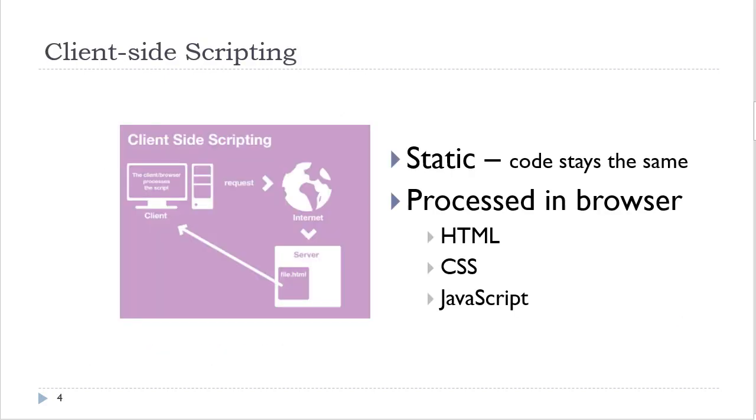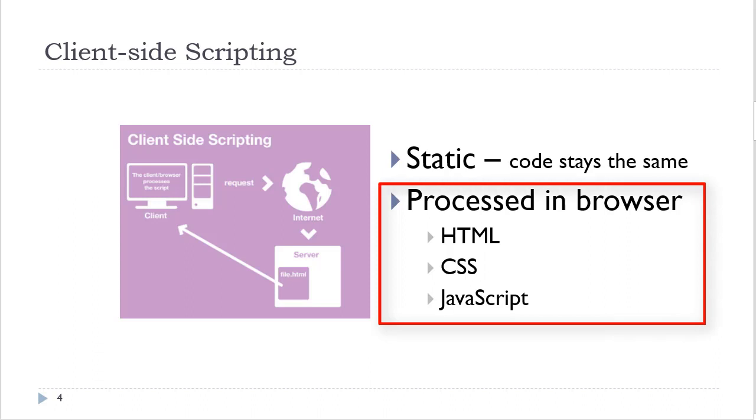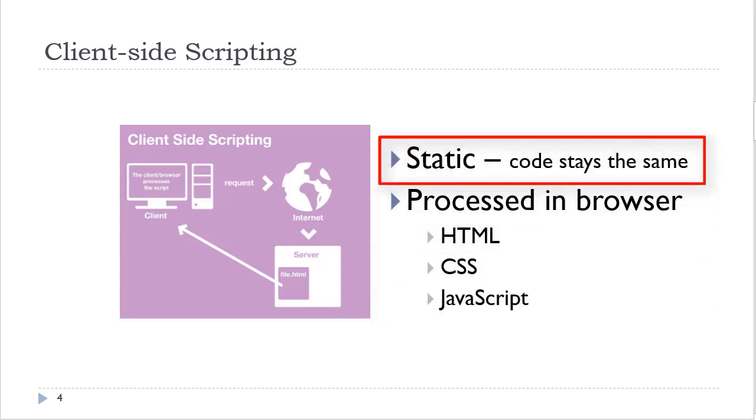Let's take a look at what we mean by client-sided scripting or a client-sided language. We have three popular web languages: HTML, CSS, and JavaScript. They are client-sided languages. They are processed by the browser. The browser reads the code, interprets the code, and displays the result in the browser. These are called static because the code we write does not change. If you look at the view source, that code is the same as the code in your editor.